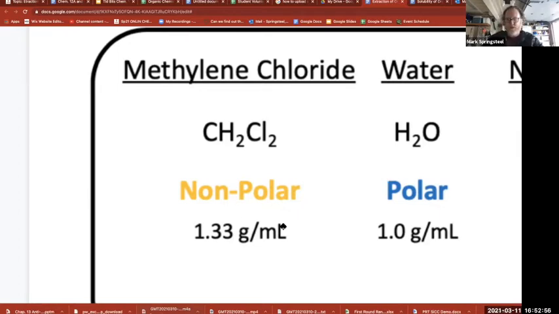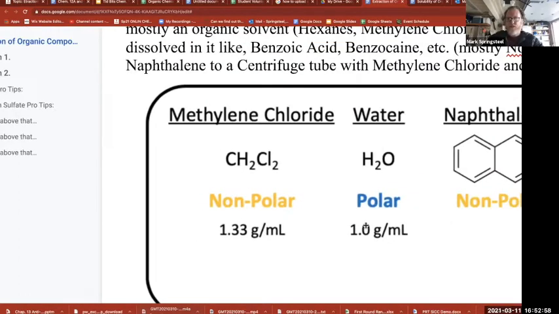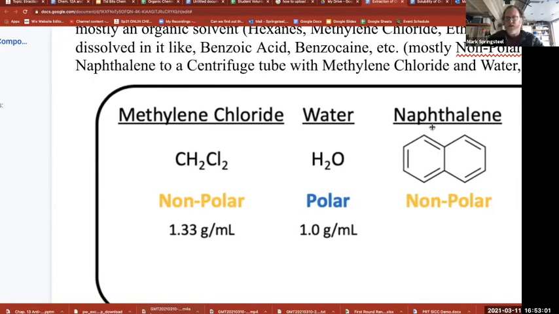Yeah, it's like 1.33 grams per milliliter. Good job. Okay, and then if I took some of this naphthalene solid, naphthalene's what mothballs are made of.